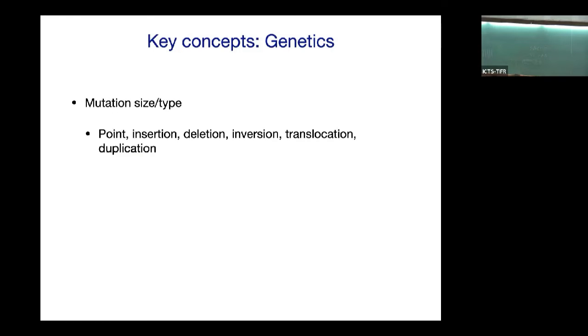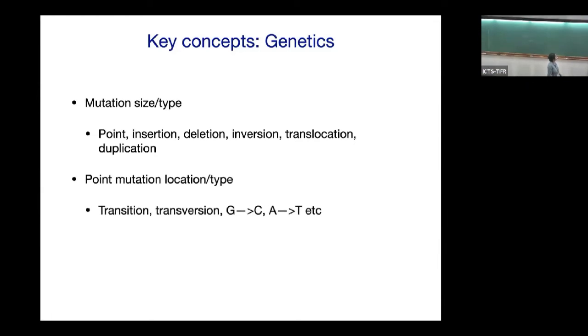Okay, good. We can also define different types of point mutations. You can have transitions or transversions. Transitions are between purine to purine, or pyrimidine to pyrimidine. And all others are transversions. You can have G to C mutations, A to T.